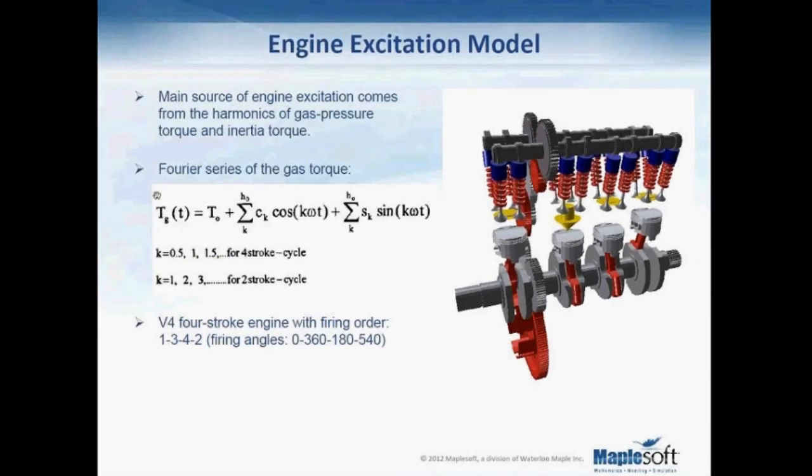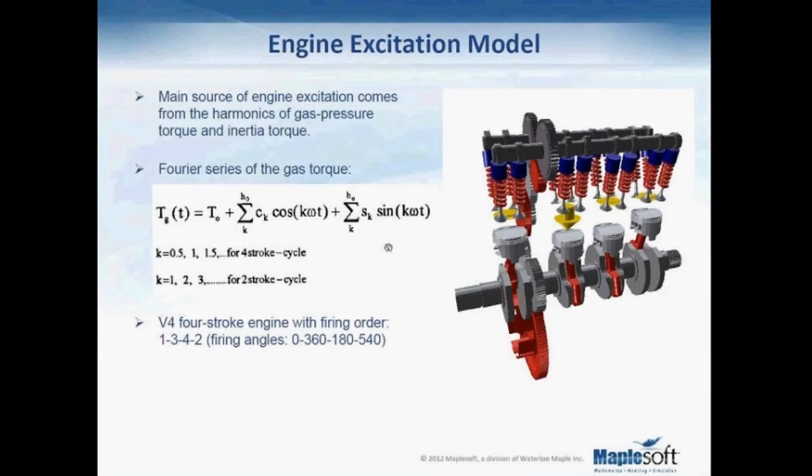So this function has 2 parts. The first part is a steady part, which is a function of engine geometrical parameters. This steady part doesn't excite vibration, and in general can be omitted from the vibration analysis. And the 2 important parts are the sum of the sine and cosine components that you see at the end of the equation here.